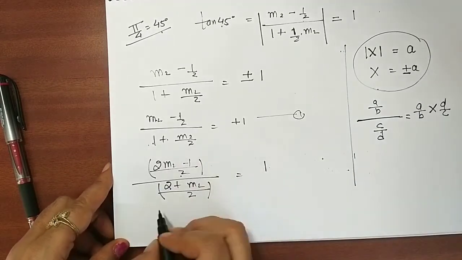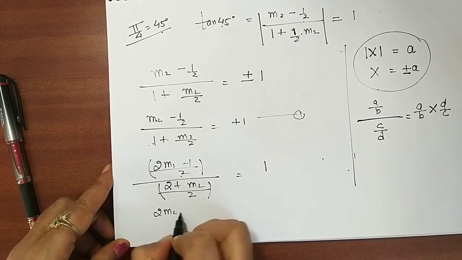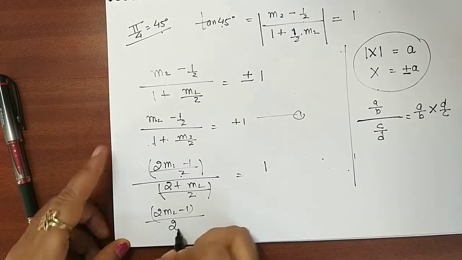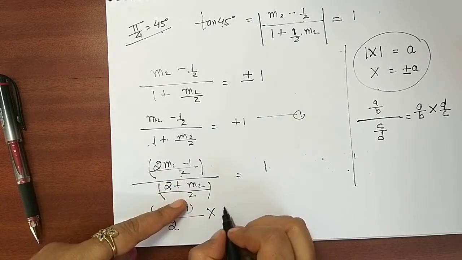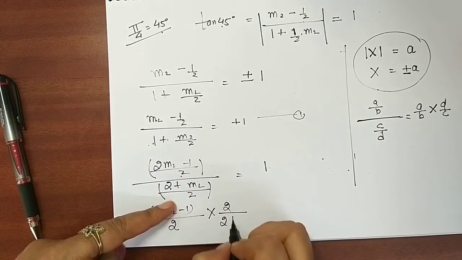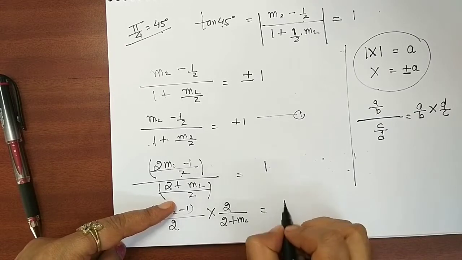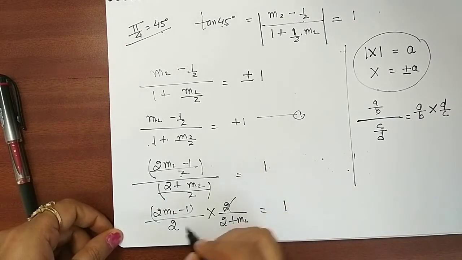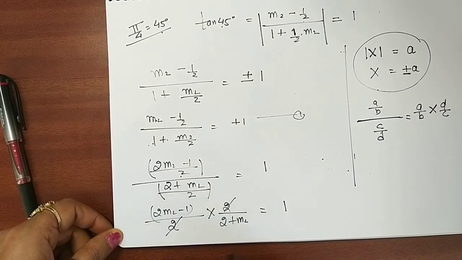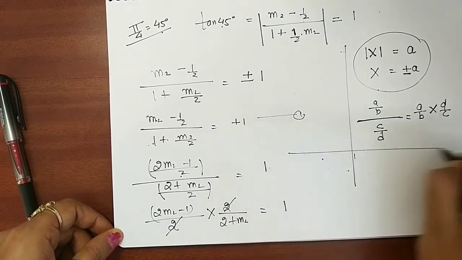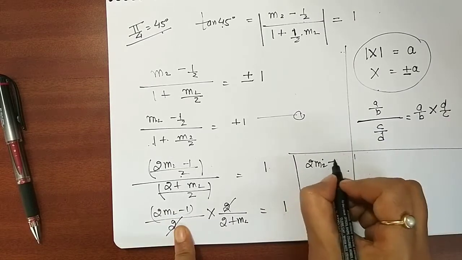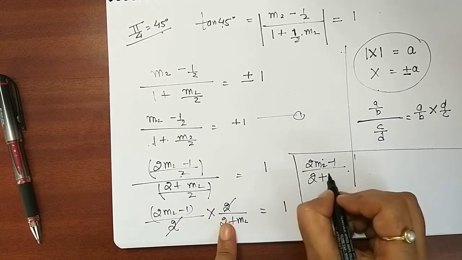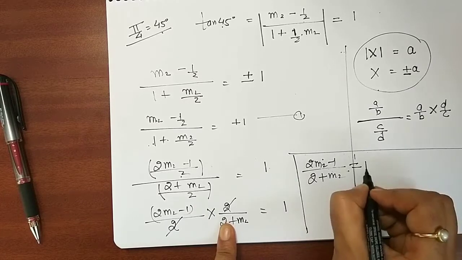What I'm doing is, (2m2 minus 1)/2 as it is, I am copying the numerator, and this will flip. Flip means ulta. 2 will go up and (2 plus m2) will come here. Now this is cancelling. Okay, so I am getting this by this is equal to 1. So I am writing here, I am getting (2m2 minus 1)/(2 plus m2) is equal to 1.